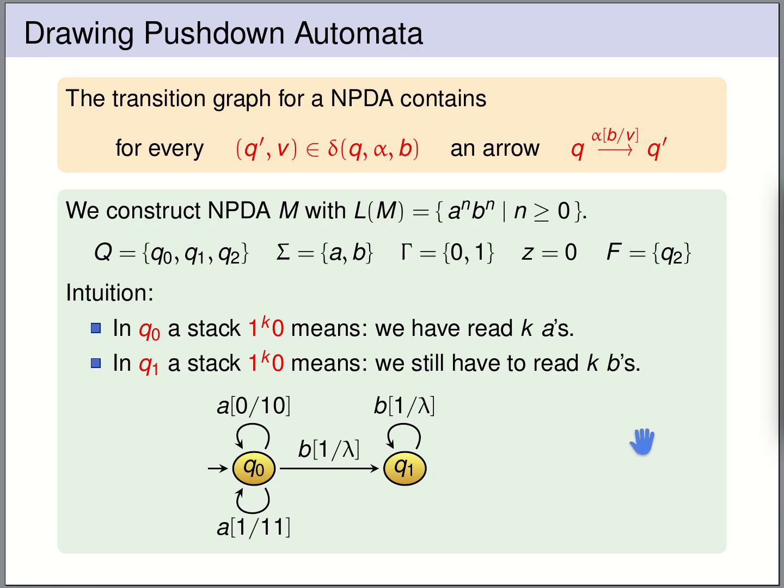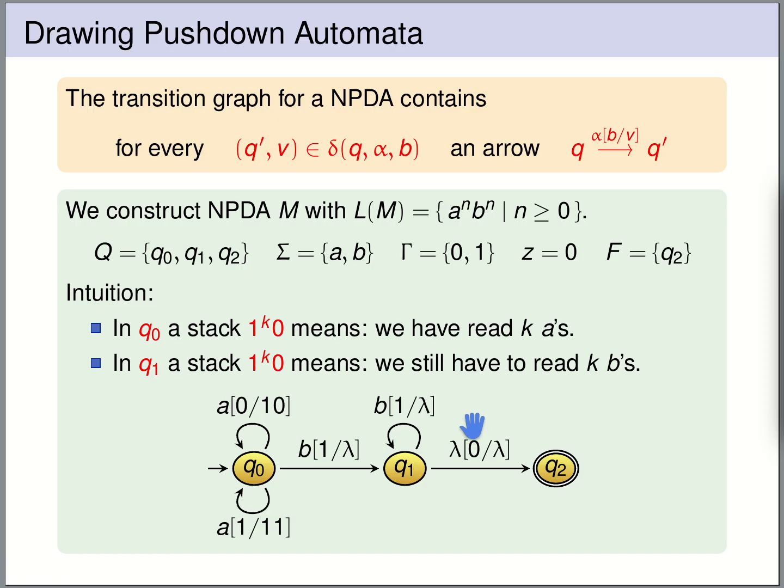Now, when do we switch to our final state Q2? We switch to our final state Q2 as soon as all the ones are removed. So if there's a 0 on top of the stack, then we know we have read as many B's as A's. So then we switch to Q2, our final state. We do this without consuming any input. We just require that there's a 0 on top of the stack.